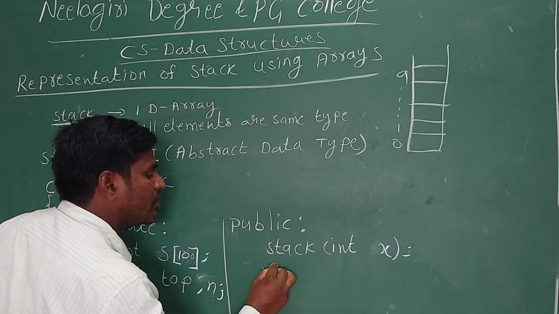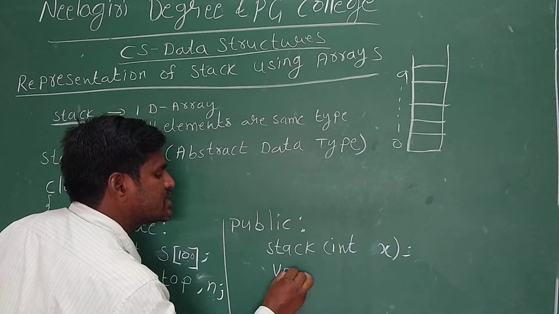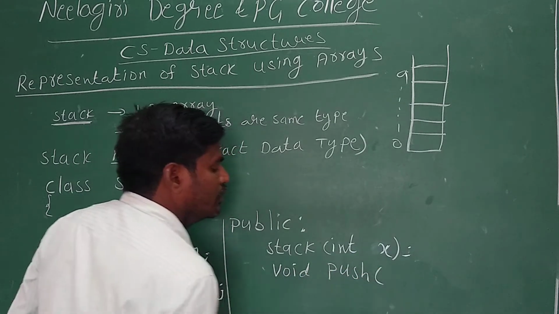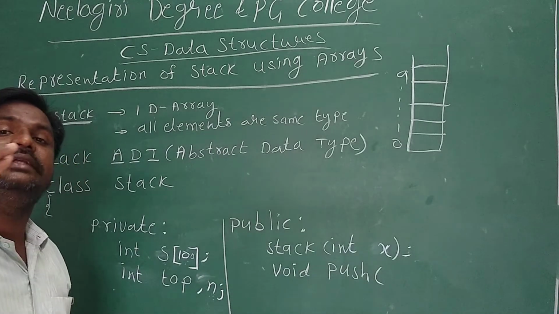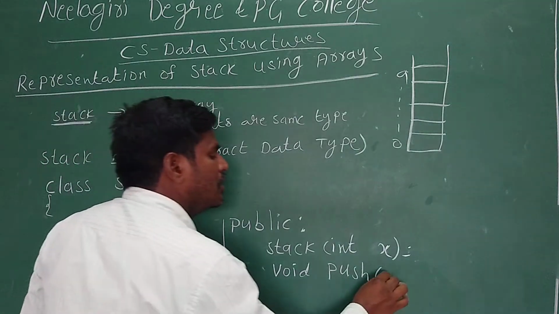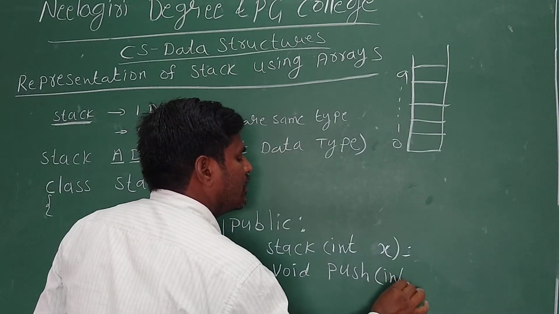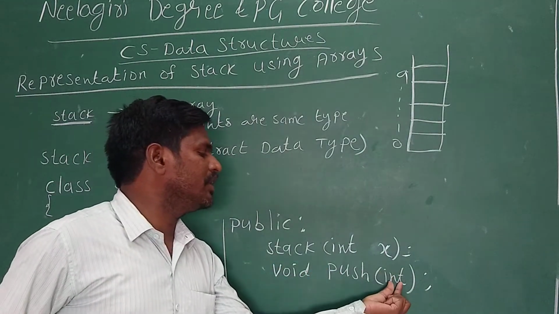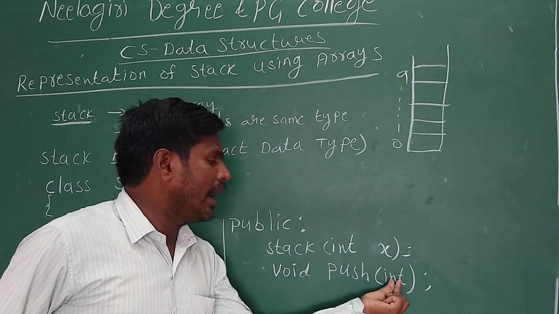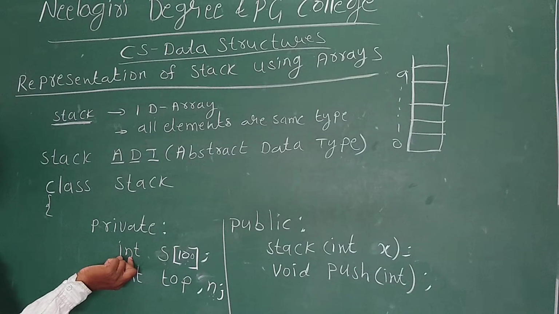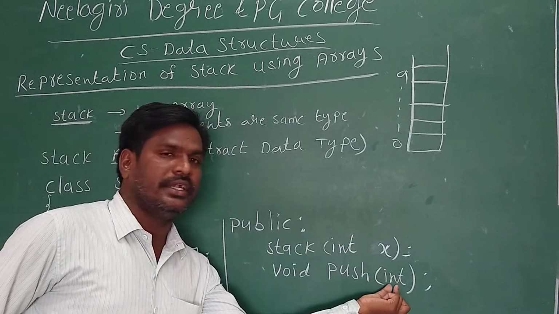Next, another operation we need to perform on the stack is void push. The push means that we can insert an element into the stack. Whenever inserting an element into the stack, we need to specify what element you are inserting. That means the push operation will take one integer value. Why is it an integer? Because the stack can store only integer values. Thus the stack data type is integer, so you can insert only integer data types.